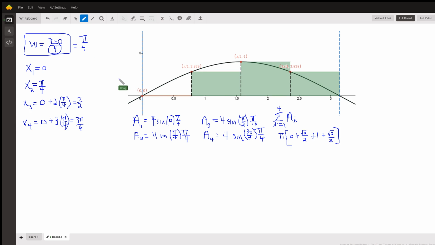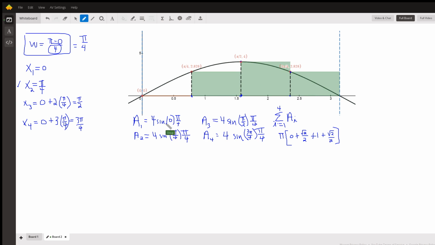And the x-coordinates that we're going to use to calculate the height of each rectangle, we start at 0, the left-hand endpoint, and add on 1 pi over 4 to get to the second x-coordinate that we're going to use. That's this pi over 4 for x of 2. To get the third left-hand endpoint, we start at 0 and add on 2 of these widths. And that results in pi over 2. And finally, 3 pi over 4 is going to be the x-coordinate we use to calculate the height of the fourth rectangle.